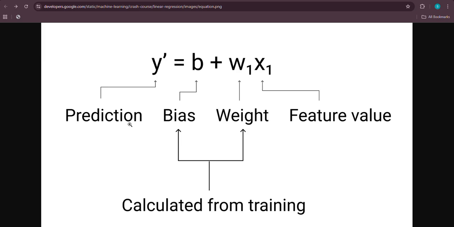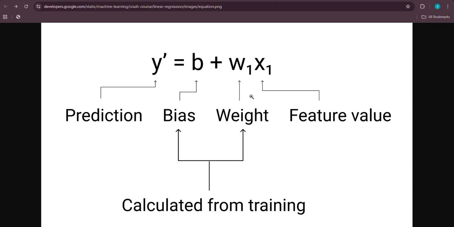y is your prediction, and instead of m we will use b here. b is bias, or your y-intercept. Then w is your weight, just like your m, and x is your feature value. So we will calculate b and w from training, and then we will predict y from these three values. x will be given, then we will learn these two in training, and finally predict our y, or our label data, using these three.